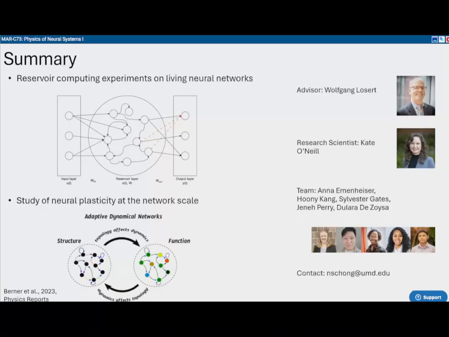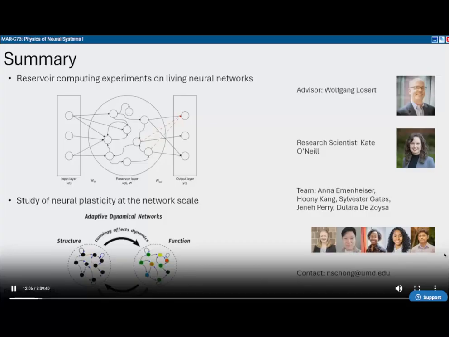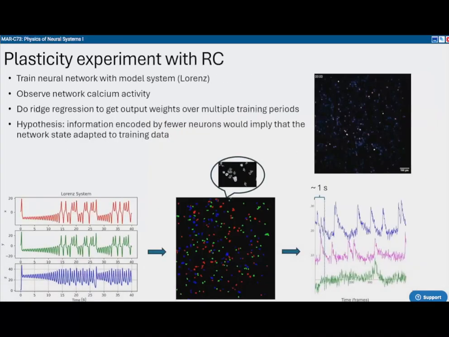So with that, we can take questions from the audience. How do you choose or train the connections from the input layer to the RC layer?